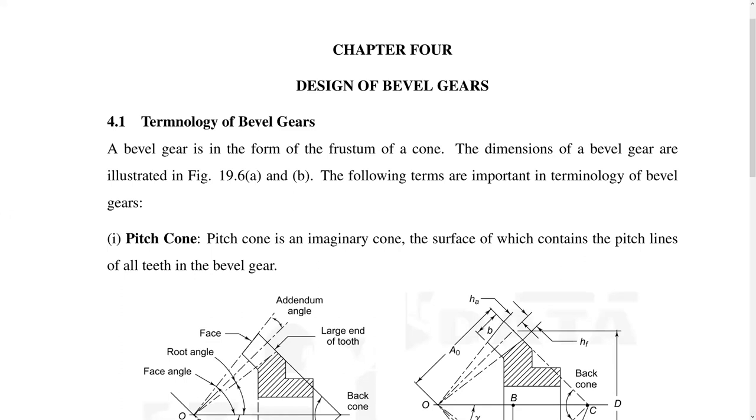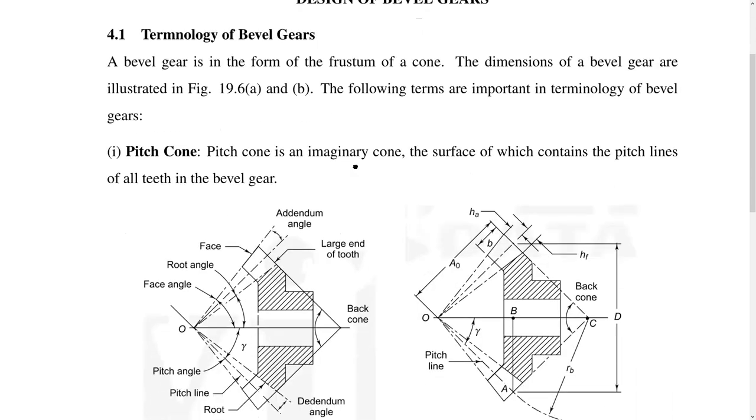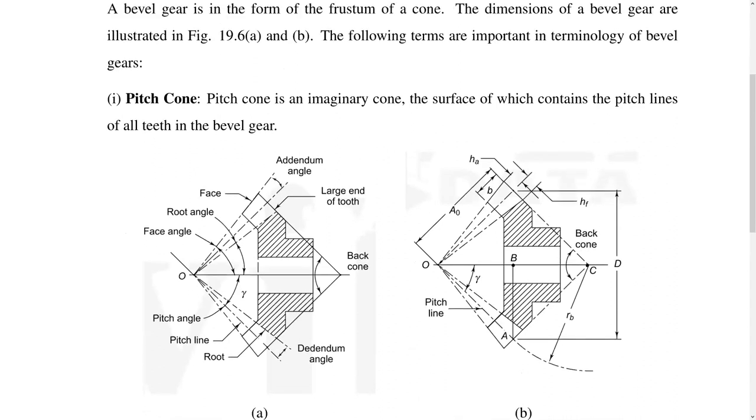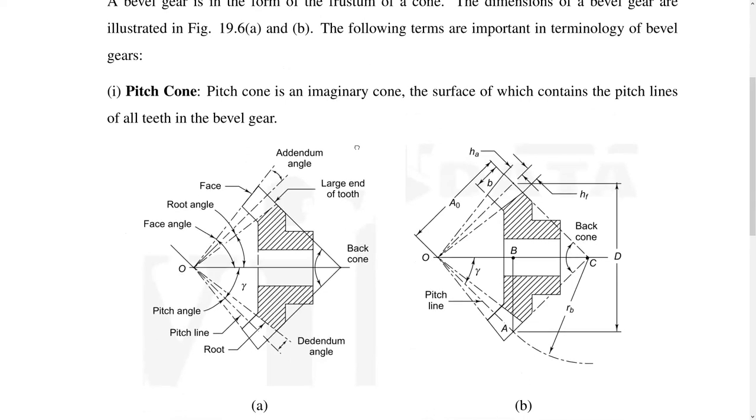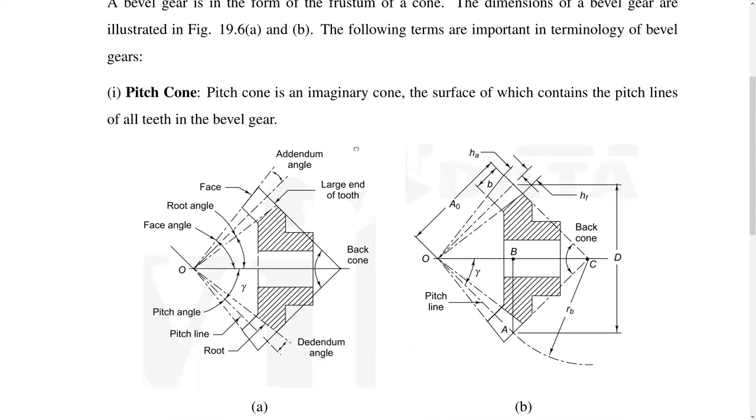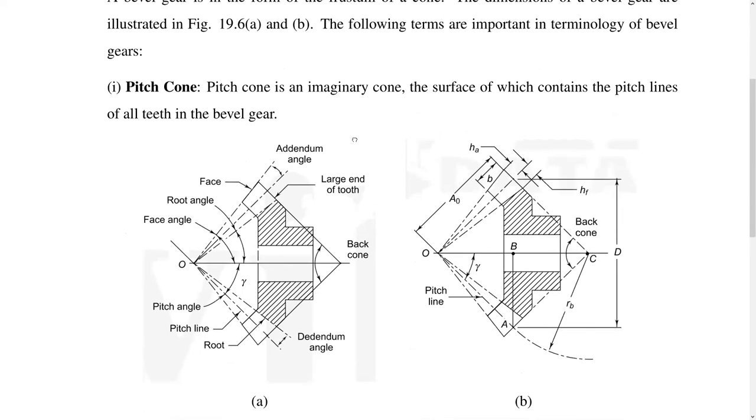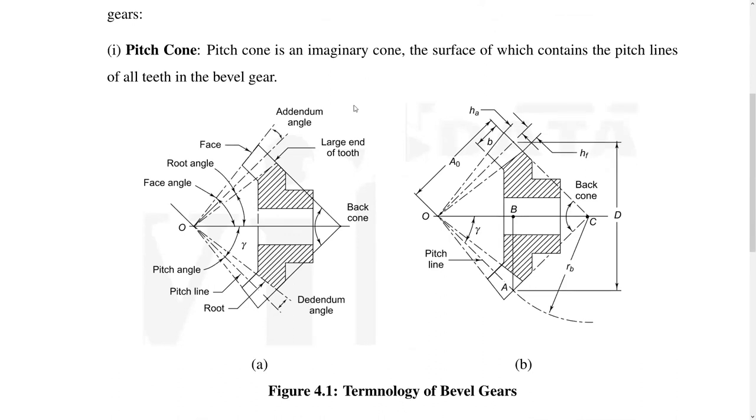All right, if you look at the bevel gears, the gear is in the form of the frustum of a cone, or it's like a truncated cone. That is how it is in general. And the dimensions of a bevel gear have been illustrated in this figure here, figures 4.1 A and B. Then there are certain terms in bevel gears that we need to define. Some of them are similar to what we define in spur gears, but they have some features that we also need to know. So the first thing that we're going to look at is what you call the pitch cone.